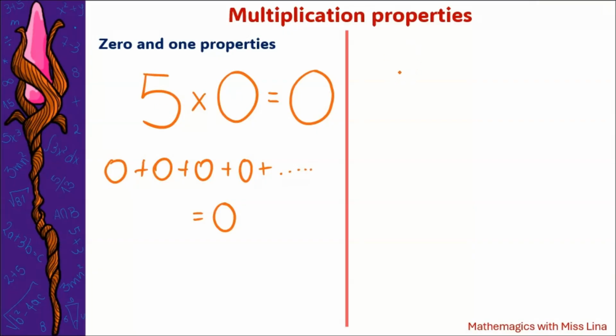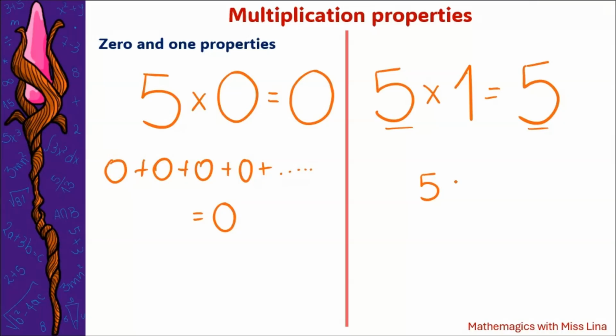And the 1 property says that any number multiplied by 1 gives you the same number. 5 times 1 is 5 because it's just adding the 5 once. And it works with any number.